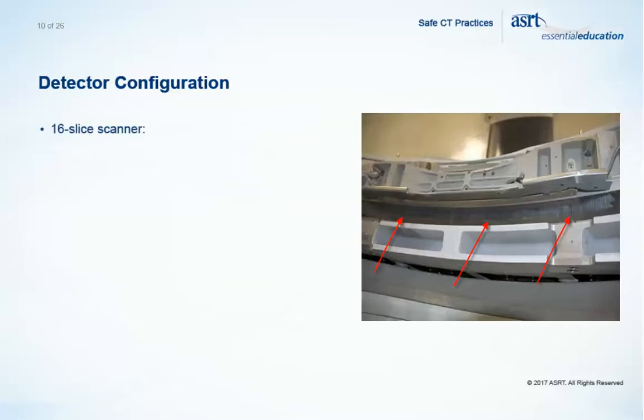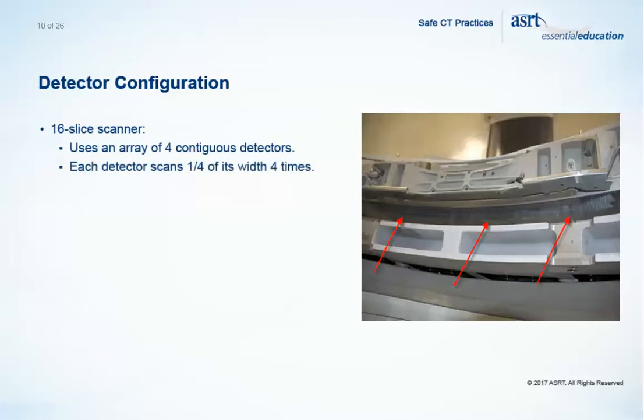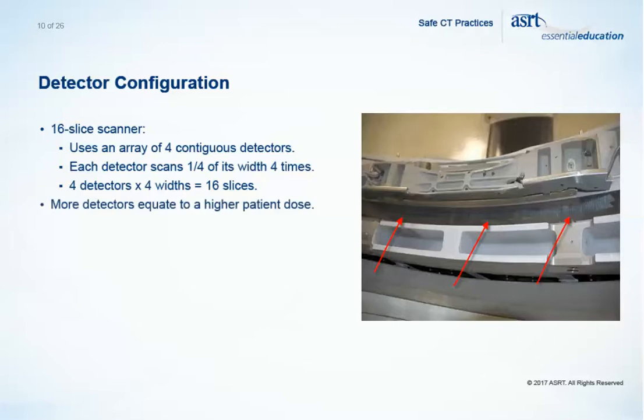Let's look at a 16-slice scanner as an example. This scanner uses an array of 4 contiguous detectors. Each detector scans 1/4 of its width 4 times, so 4 detectors, each of which scans 4 widths, equals 16 slices. A configuration of more detectors equates to a higher patient dose.